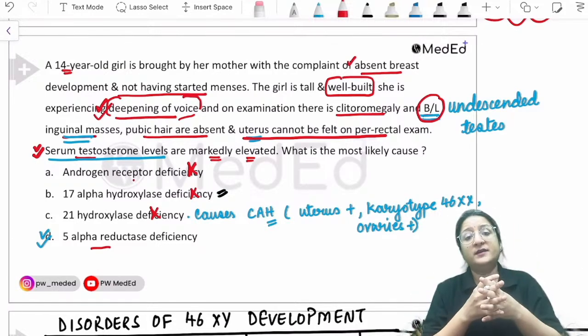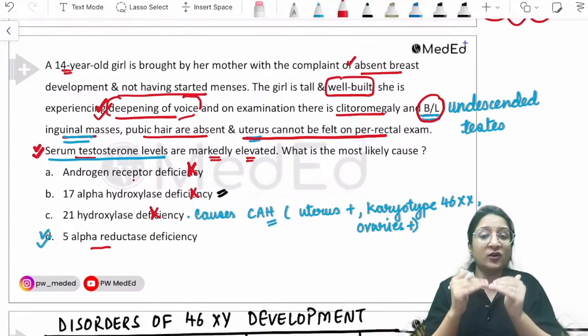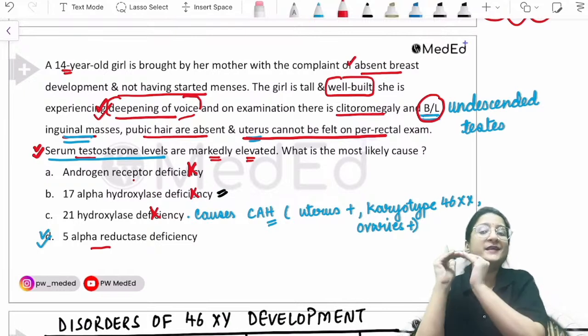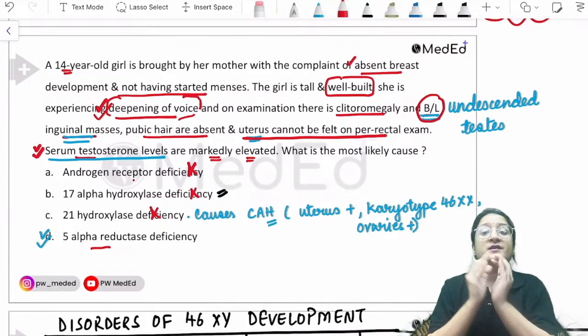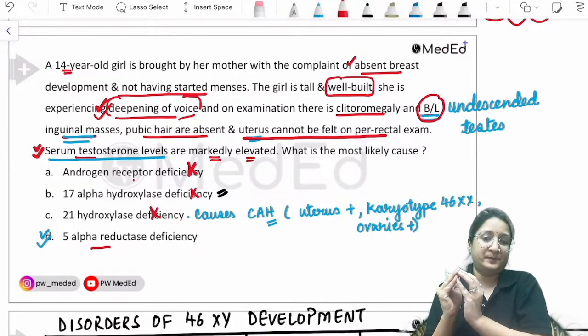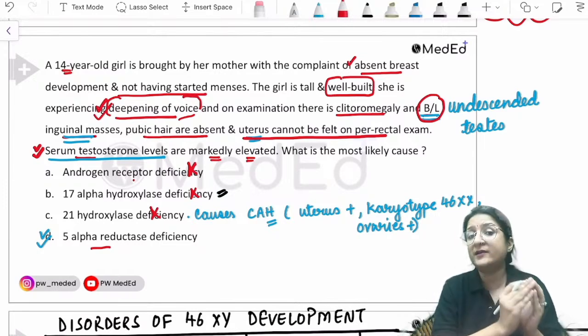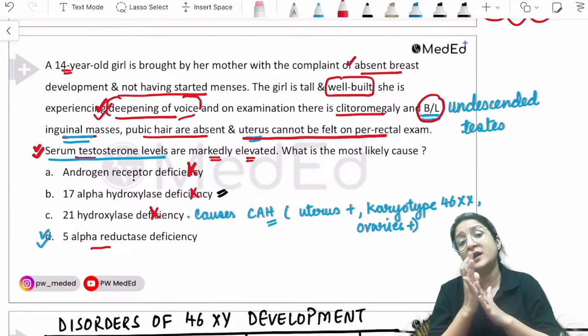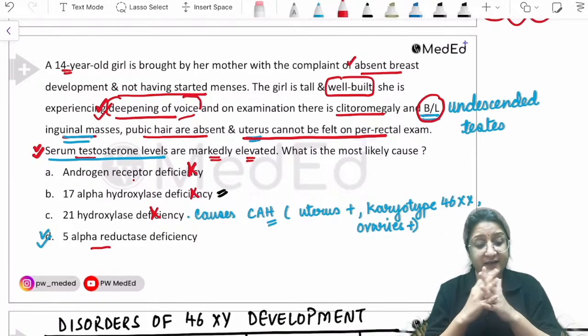In this situation, I did not choose androgen receptor deficiency because there is deepening of voice, which is a very typical testosterone related change. So definitely testosterone receptors must be there. That is why deepening of voice is taking place. That rules out androgen receptor deficiency for me. And I think about 5 alpha reductase deficiency.